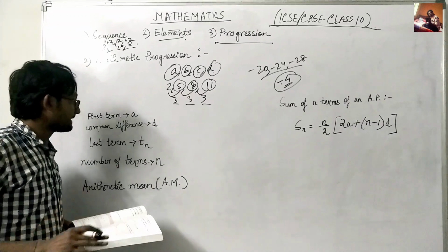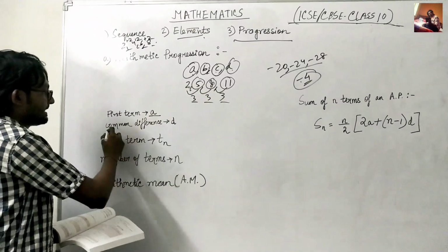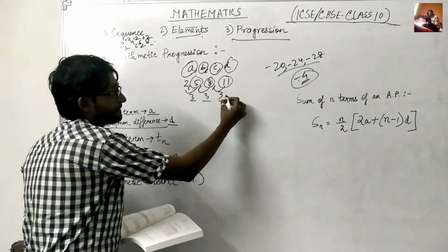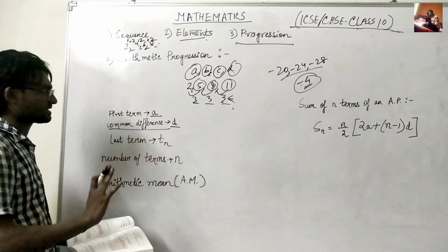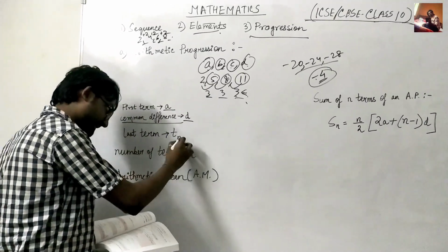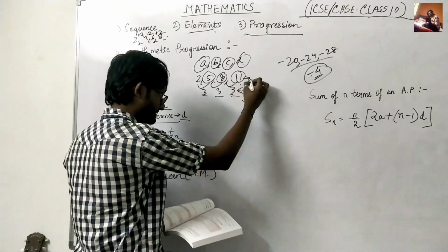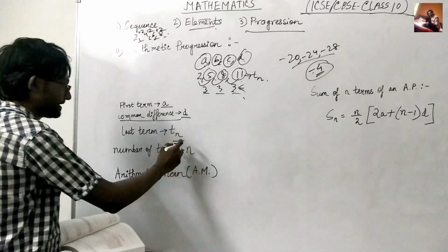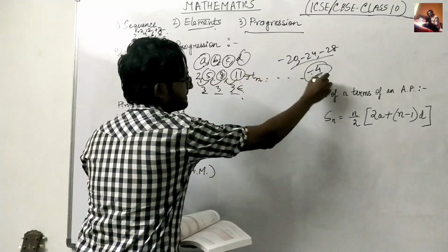Now if a sequence is being followed and the first term is A and the common difference is D, like 3 is the common difference over here, so let the common difference be D. The last term is Tn. Last term means, over here in 2, 5, 8, 11, 11 is the last term. Last term of the series. It may continue infinitely.